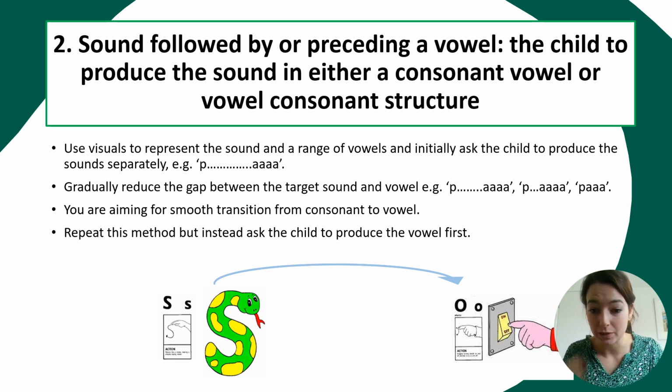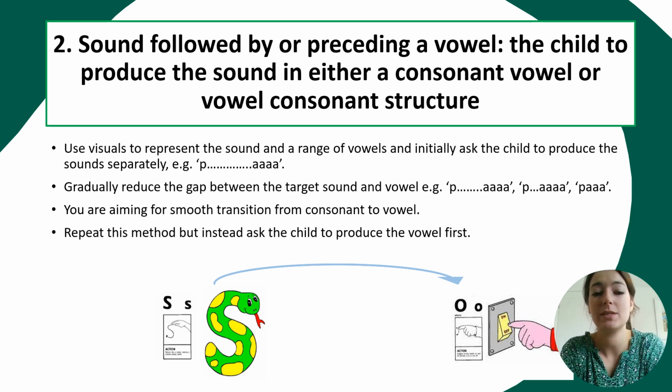Sometimes it helps to breathe in between the two sounds and it helps to avoid that sound sneaking back in. Repeat this method with a range of vowels, and once the child can do this with multiple vowels, for example, si, sa, si, sa, repeat with the vowel first. For example, u, s, e, s.